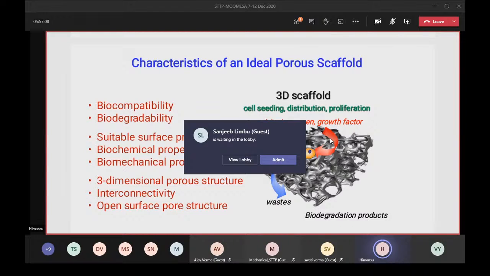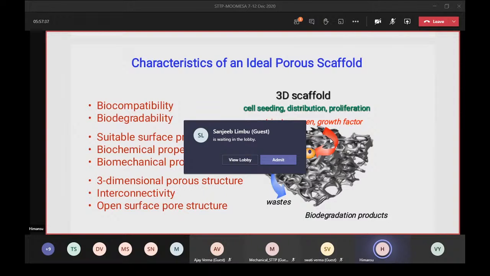The third one is suitable surface property, because surface property is very important for cell attachment, along with biochemical properties and, of course, biomechanical properties. As mechanical engineers we should understand that every kind of tissue has its own mechanical strength. For example, skin has its own mechanical strength, bone has its own, and cartilage has another. So to design such a scaffold, you definitely need to match the body tissue's mechanical strength. This is very important.